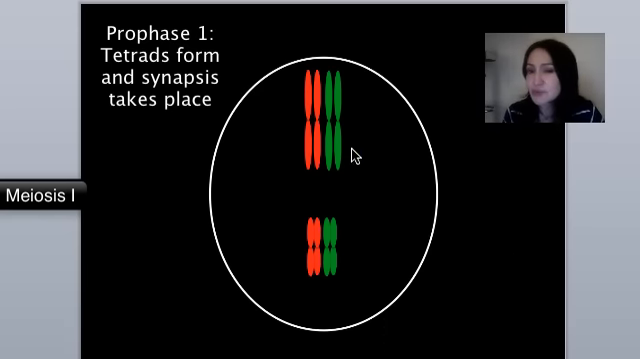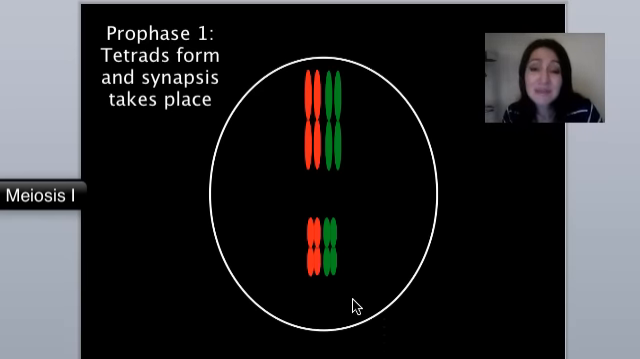They don't have to assort this way. So it doesn't have to be that all mom's chromosomes go in one cell and all dad's go in the other two cells. That's not how it usually works. And this can be completely random, how these chromosomes align.